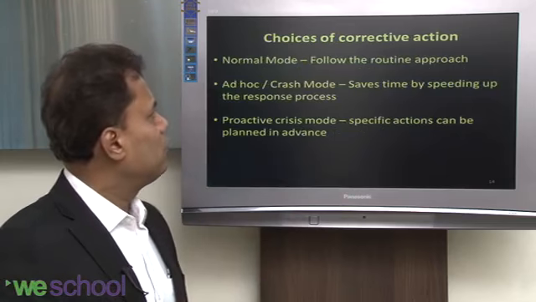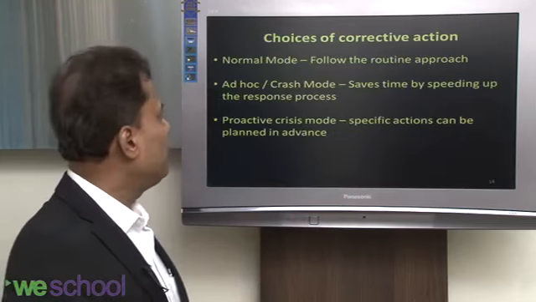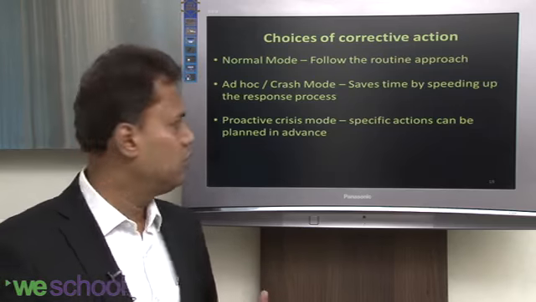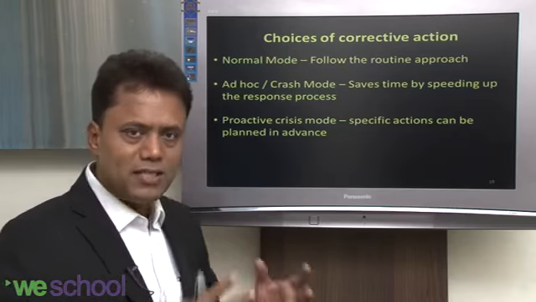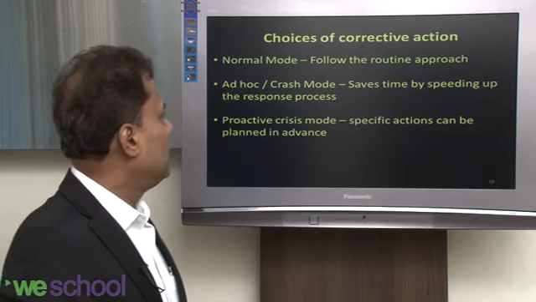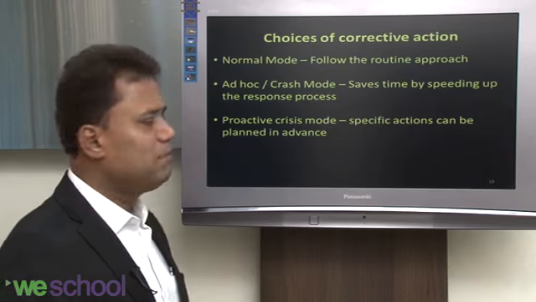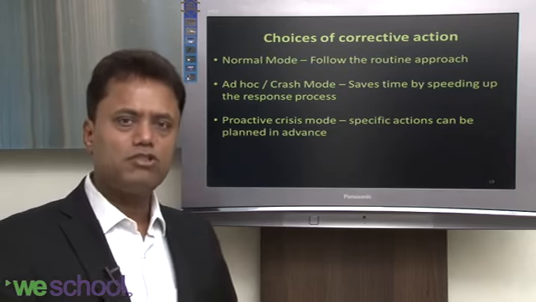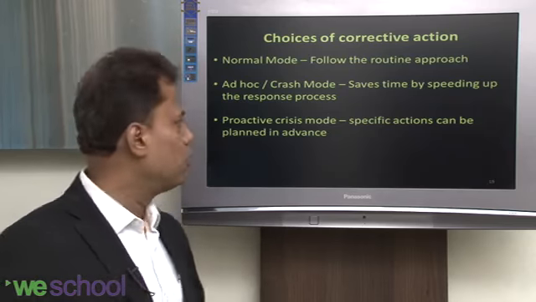Choices of corrective action. What kind of corrective actions can you take? Normal mode, follow the routine approach, more of a reactive approach. As and when it happens, you take an approach to solve the problem. Ad hoc and crash mode, save time by speeding up the response process. You'll have to put more resources in this crash mode.